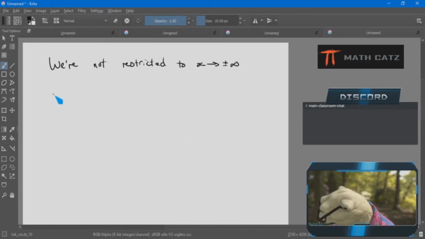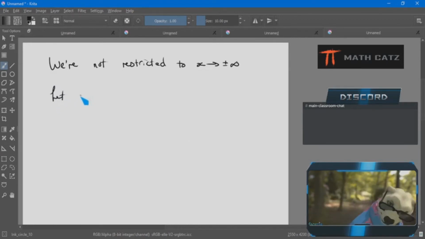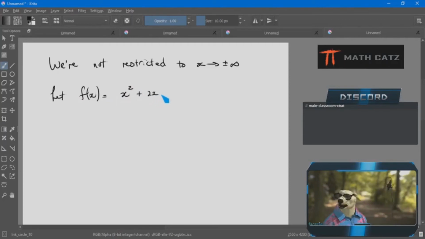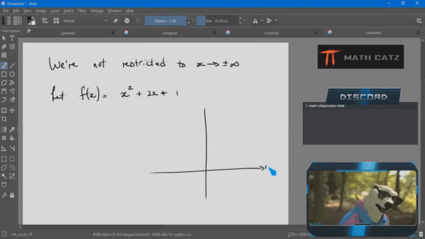I could take a polynomial. Let's take f of x, and let's make it nice and simple. x squared plus 2x plus 1. That's a polynomial. There's nothing wrong with that one. Could make something easy. I already know what this function looks like, right? Whether you do or not, it doesn't really matter. It sits over there, nice parabola.